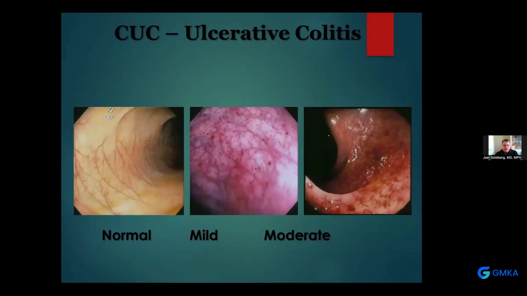So here are some pictures of ulcerative colitis. You can see on the far left of the screen is a normal colon. In the middle is very mild disease. It's injected, but it still looks smooth. And on the far right is moderate disease. With severe disease, you wouldn't be able to really see even the mucosa looking with any normality.